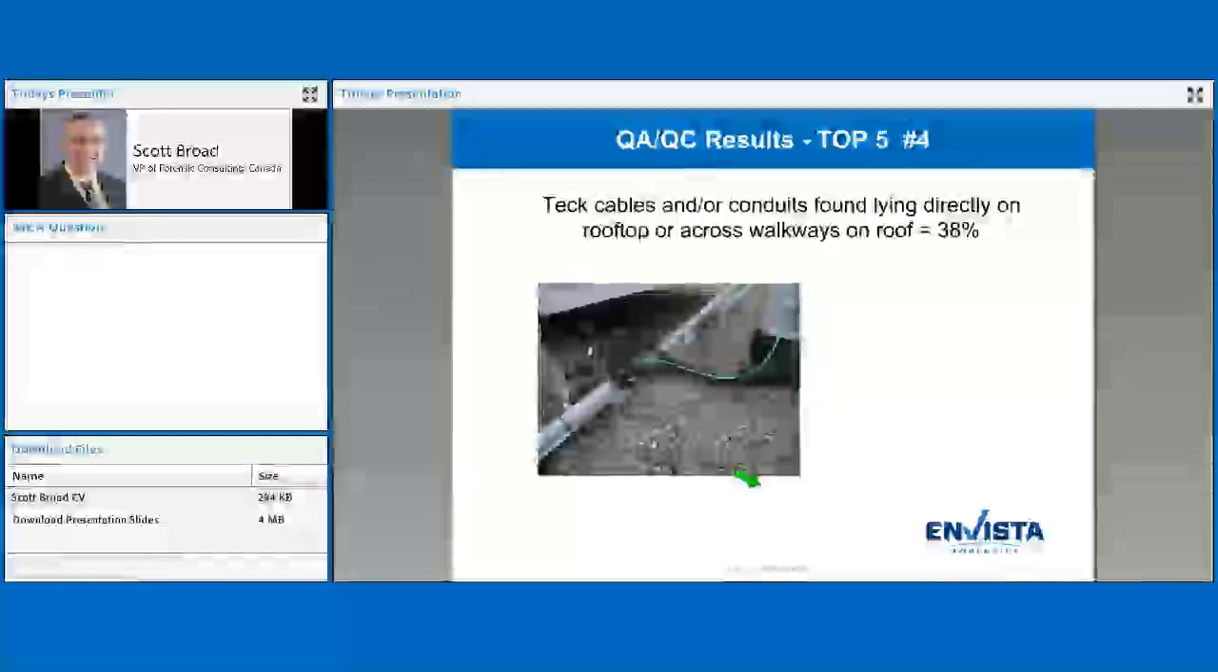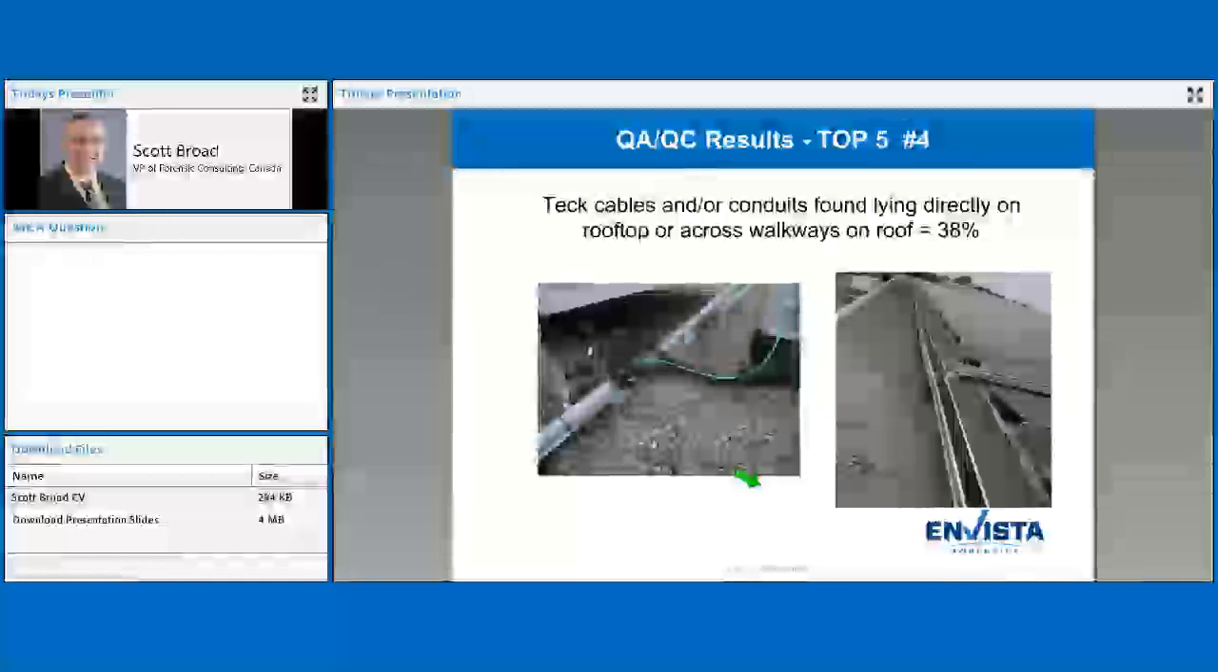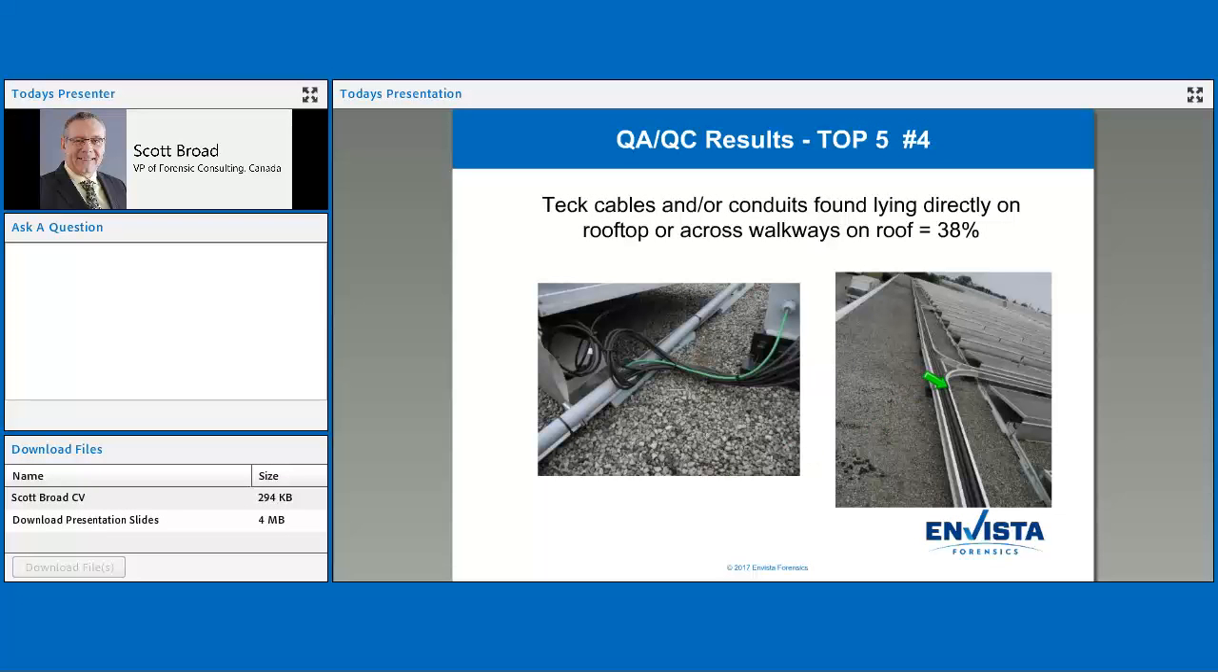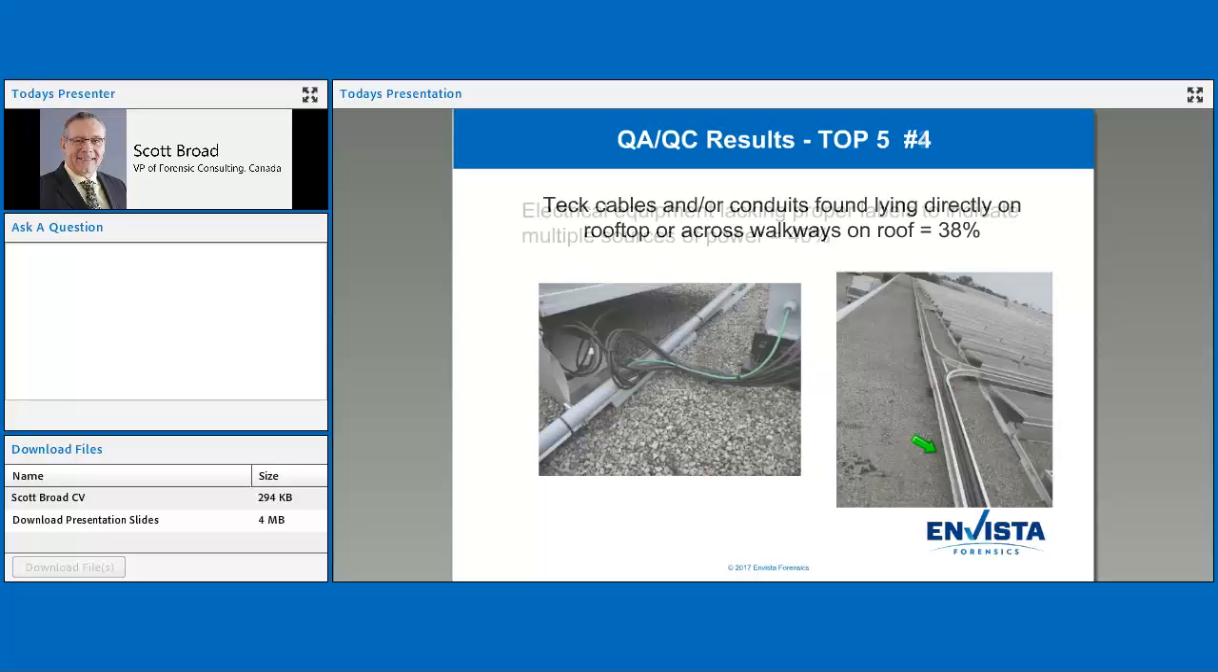Our number 4 is we see a lot of cables that are just laying on rooftops. So as it gets wet, these cables become submerged. The right picture here, this is a proper way of doing it where they're all elevated off the rooftop itself.